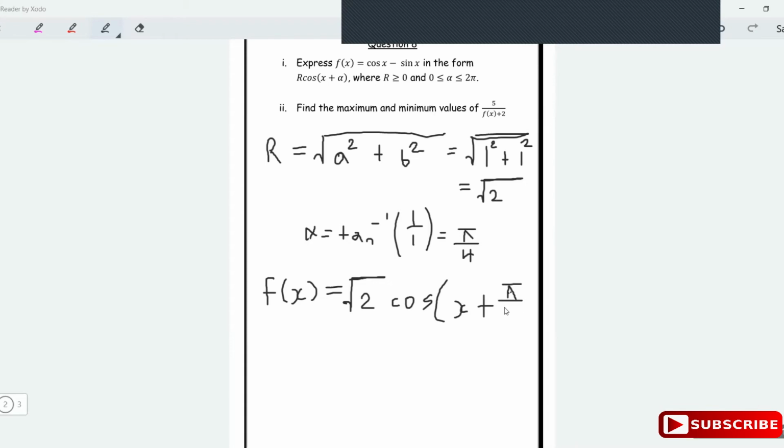This is what we have, and we're done. We're nice, soft. That is f of x in that form. So that's part 1. Now, what did they also ask us to do? They asked us to find the maximum and the minimum value of 5 over f of x plus 2. Now, this one is a little bit different.